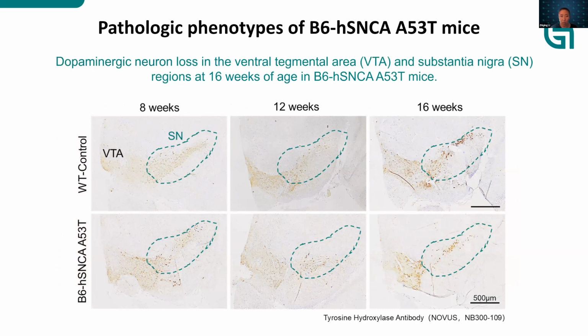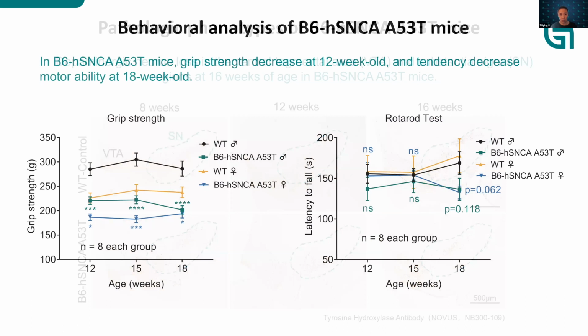Parallel to the accumulation, we're also seeing that at the substantia nigra area, we can start to see neuronal cell loss. For example, at 12 weeks of age, as you can see, on the top is the wild type animal. That region of cells is lost in the transgenic animal. And at 16 weeks of age, the loss is more pronounced compared to the wild type animal, and there is more cell loss compared to the 12-week animals.